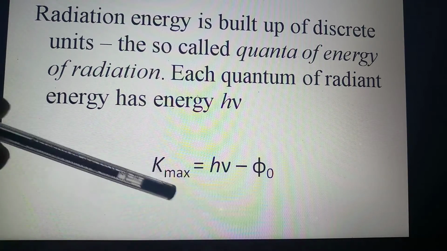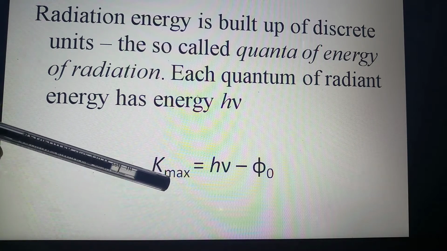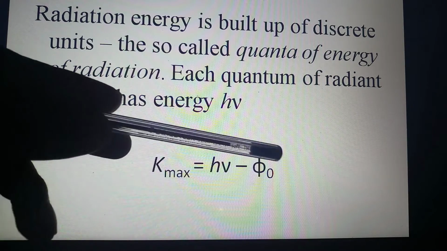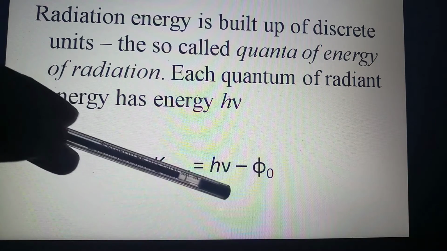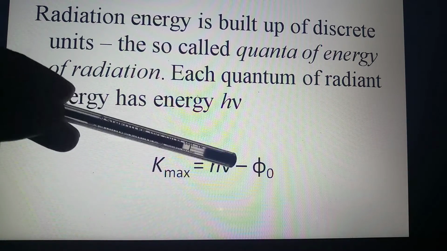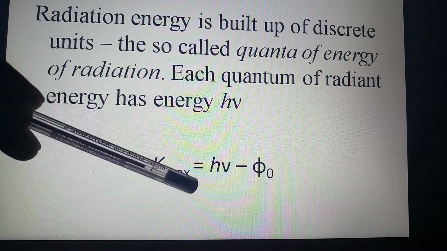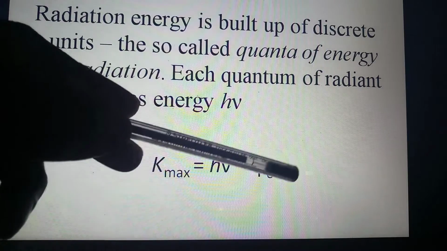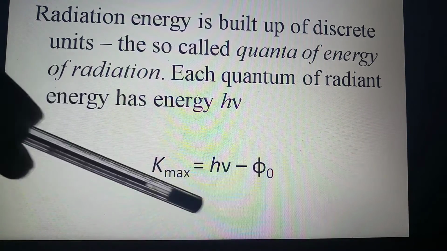From that we can write the maximum kinetic energy of the electron as K max is equal to h nu minus phi naught. This phi naught is the work function, and this h nu is the energy carried by the photon. The remaining energy will be the kinetic energy of the emitted electron. This equation is called Einstein's photoelectric equation. This equation is very, very important.